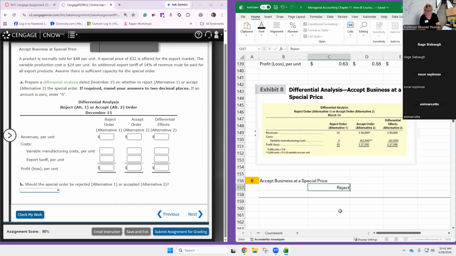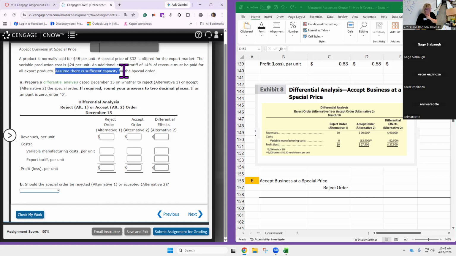That's going to be the norm because normally we don't sell at that price. It says that we normally sell it for $48, but somebody's come in and asked us to buy from us at $32 each for the export market. The variable production cost is $24 per unit. An additional export tariff, oh my gosh, of 14% of revenue must be paid for all export products. Assume there is sufficient capacity.